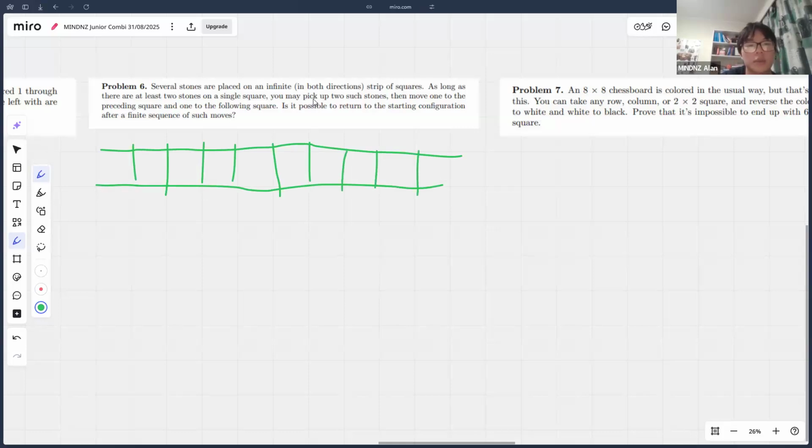And then each move, we can pick up 2 such stones and move 1 to the preceding square and 1 to the following square. Is it possible to return to the starting configuration after a finite sequence of moves?